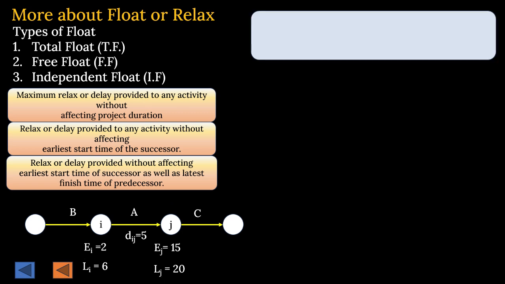First one is the total float. Total float of activity A, it is denoted like this. What is that? Latest finish time LJ minus earliest start time EI minus the duration. So in this case, 20 minus 2 minus 5, that is 13 days, is the total float.